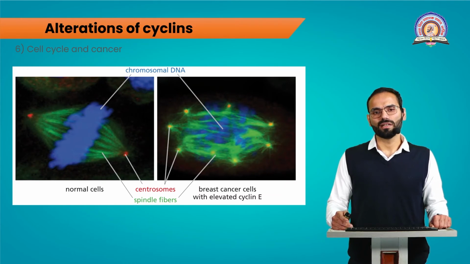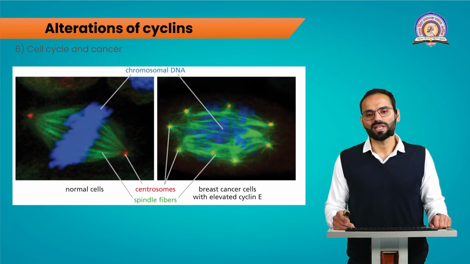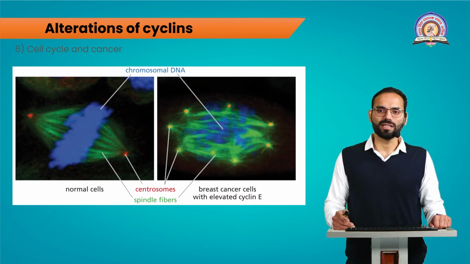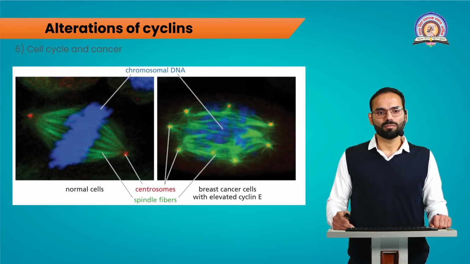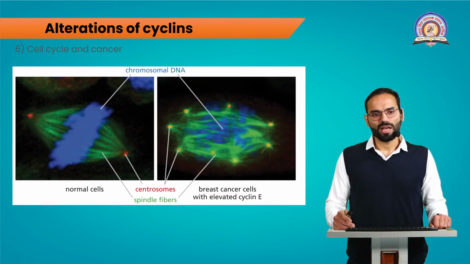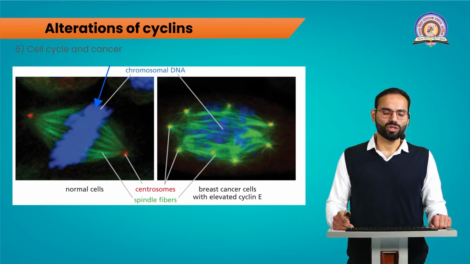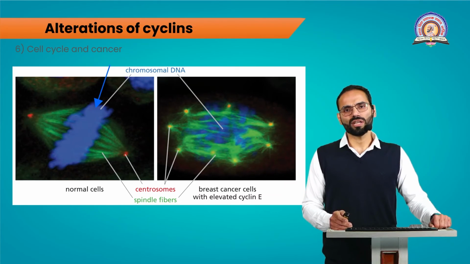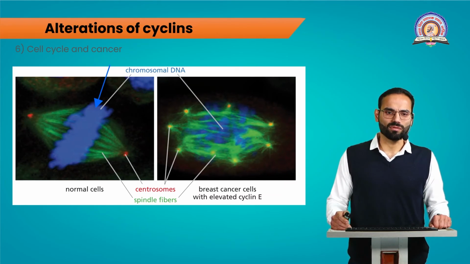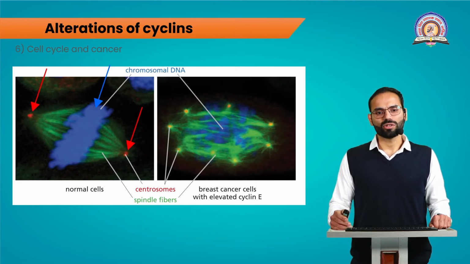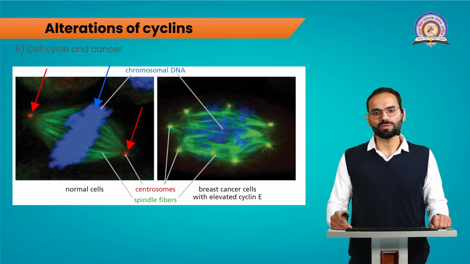And what happens exactly when the cyclins get overexpressed? This is an experiment which was performed with normal cells as well as with breast cancer cells which have elevated cyclin E levels. And they are stained: the red is the centrosomes, the green is the microtubules, and the blue is the chromosomes. As you can see here, in the wild type cell, the chromosomes are equatorially aligned, which is the metaphase of the cell, where there are centrosomes, which results in formation of the bipolar spindles.